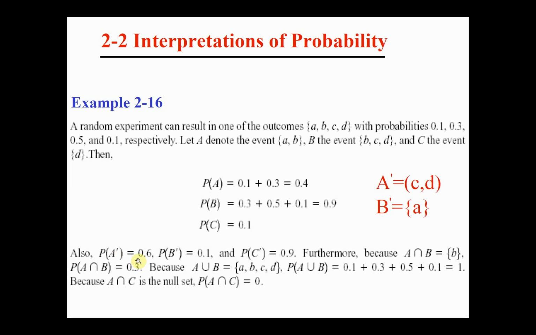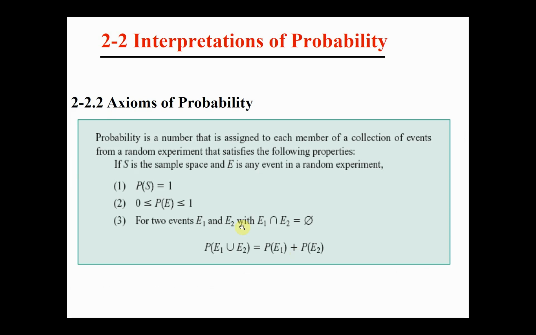The probability of A complement is always 1 minus the probability of A, and the probability of B complement is always 1 minus the probability of B, and the probability of C complement is always 1 minus the probability of C. So 1 minus 0.1 is 0.9. Now that's in the axioms of probability, and we will come to it in a couple of minutes. The axioms of probability are the most basic rules that apply to any probability assignment.